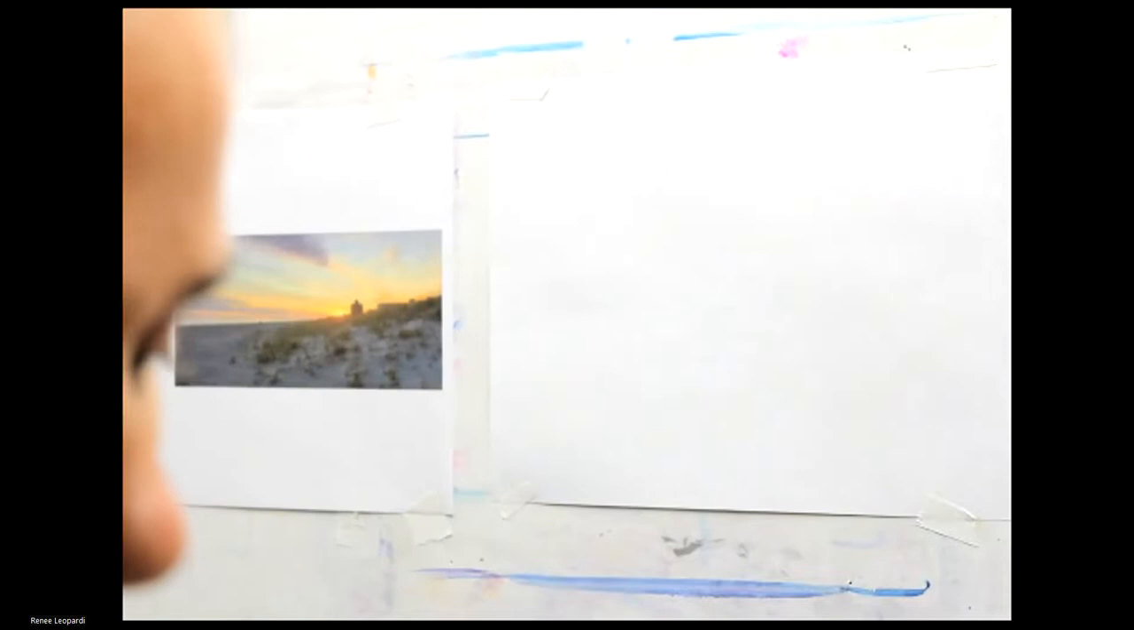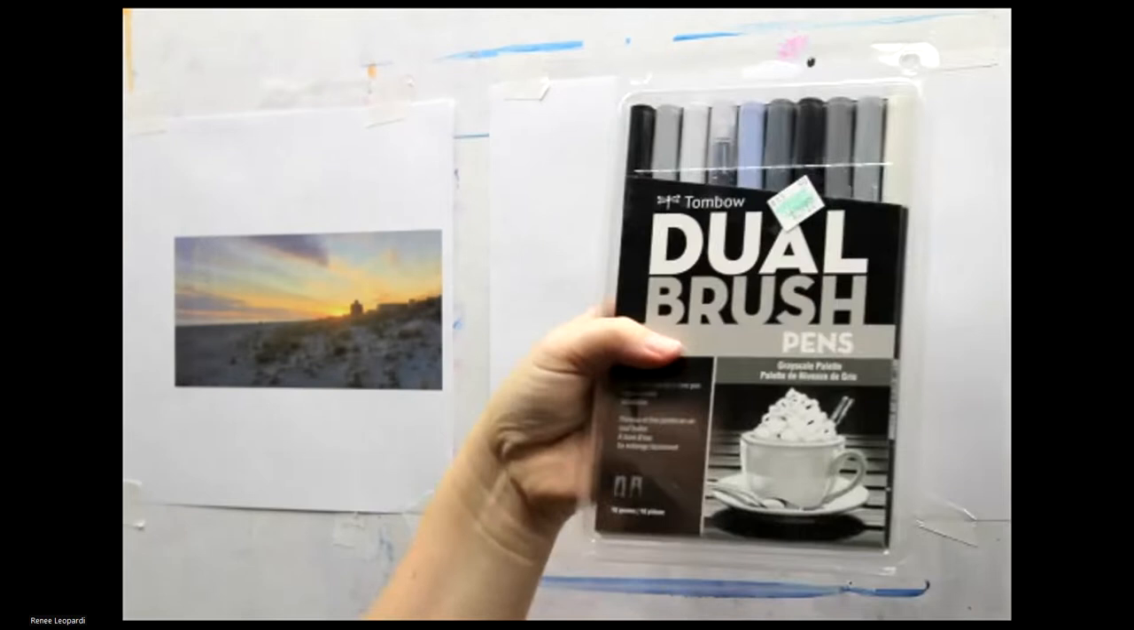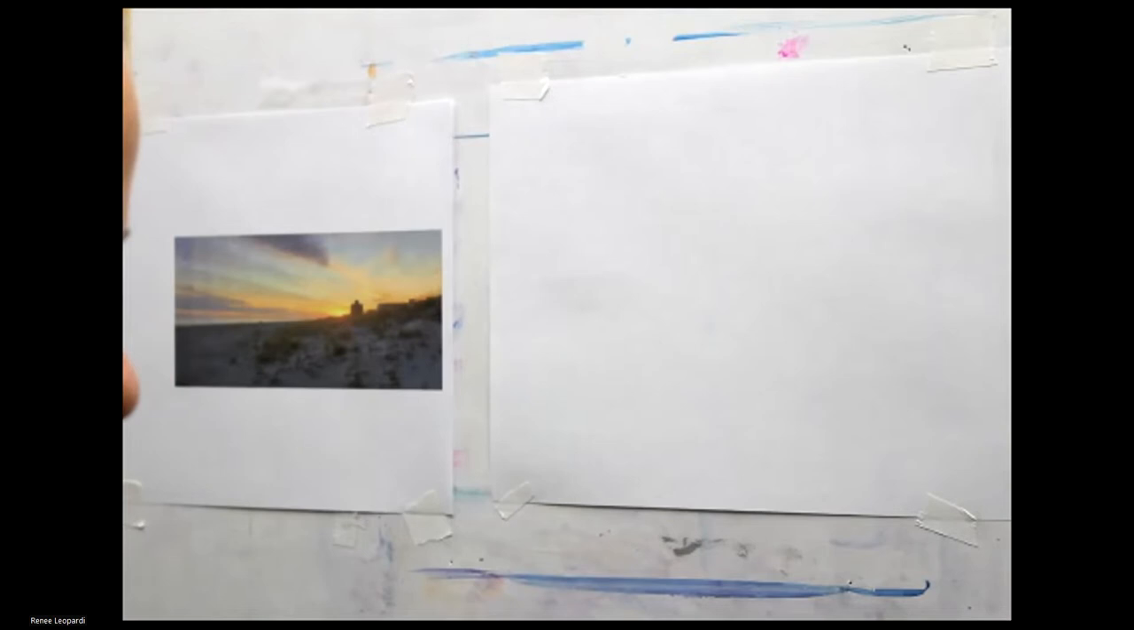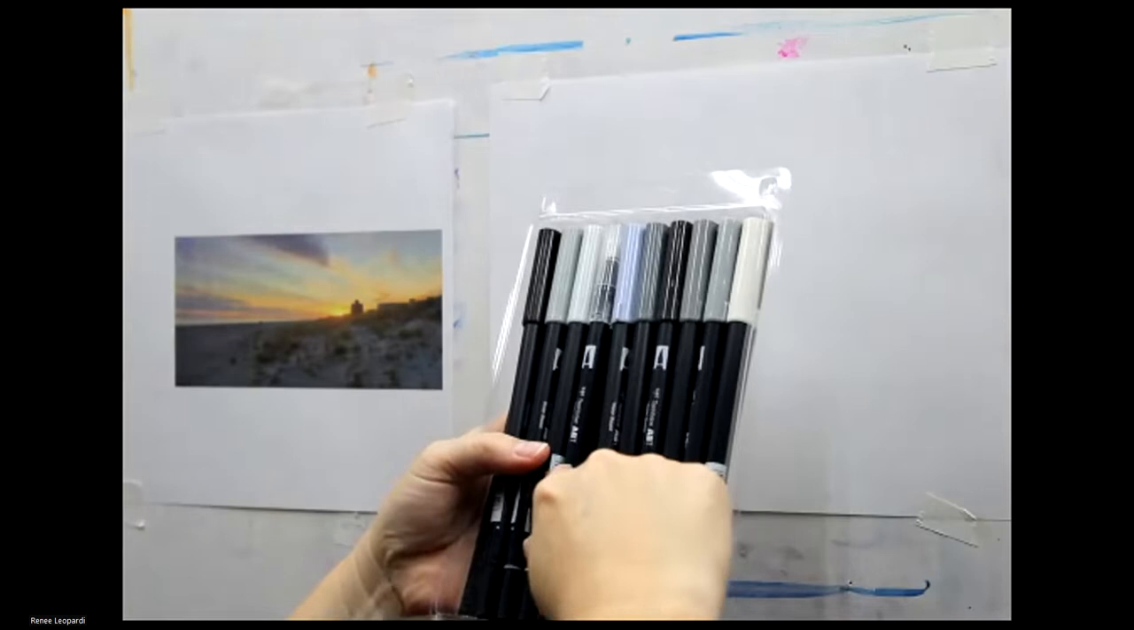The final way, what we're going to do now is, I have this, of course it's backwards on screen. So, dual brush pens. Somebody had recommended this brand, Tombow, or said that this is what they used. And then I saw one was on sale. So it's a whole range of grays. And I think this is an eraser thing or a blender, which I don't know how to really use.